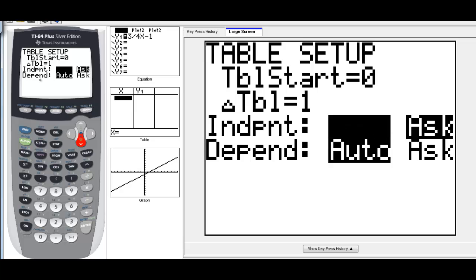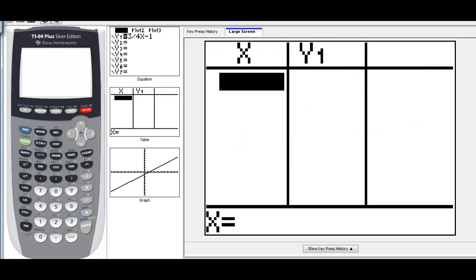And then the dependent should be highlighted for auto. The dependent is your Y value. So that way the calculator is going to ask you for the independent, which is the X, and then the calculator is going to give you the dependent, which is the Y value. So simply put the cursor on ask and hit enter, and then ask should be permanently highlighted. Then you can go back to second function and graph. So now at the table you should be able to type in any value that you would like.